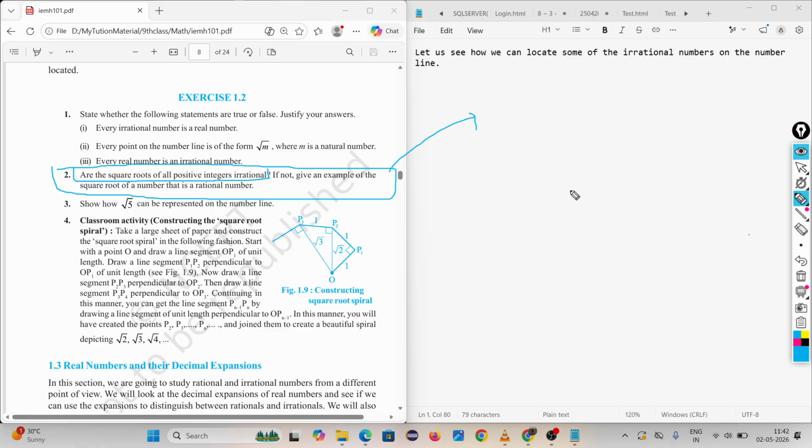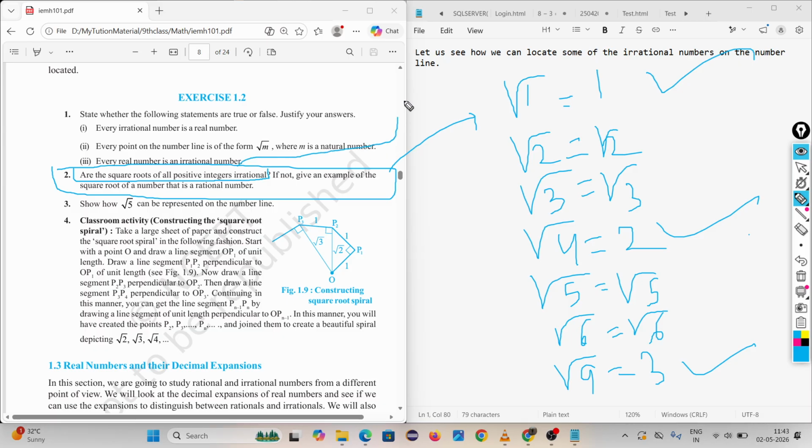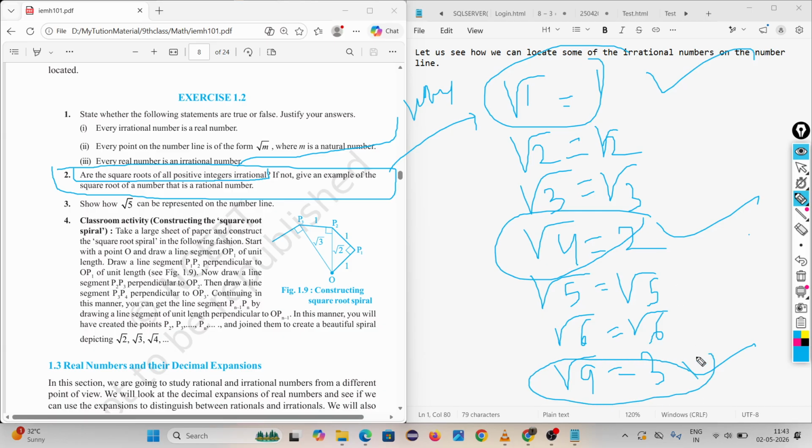Look, 1 is a positive integer. Square root of 1 is how much? 1. Square root of 2 is root 2, 1.414. Square root of 3 is root 3. Square root of 4 is 2. Square root of 5 is root 5. Square root of 6 is root 6. Square root of 9 is how much? 3. The question is asking, are the square roots of all positive integers irrational? Look here, the square roots of 1, 4 and 9 are not irrational. So this sentence is wrong. If not, give an example. Look, these are the examples. Okay.